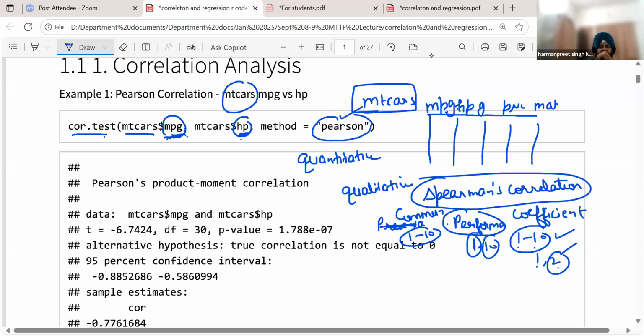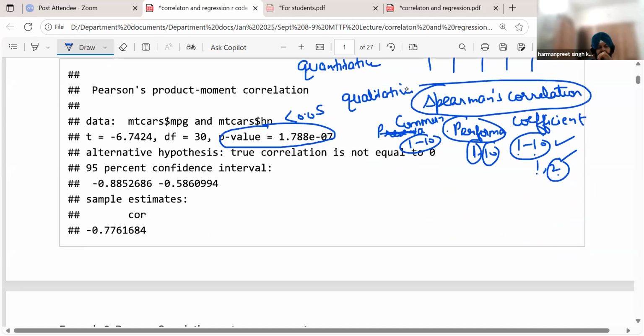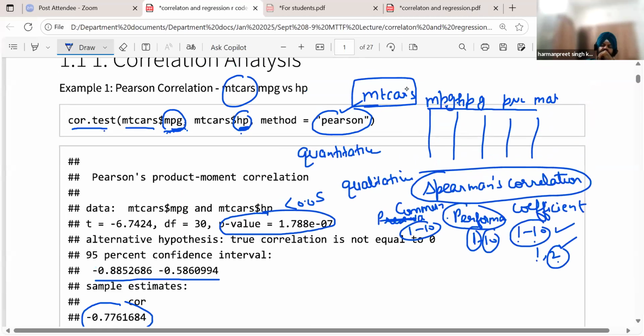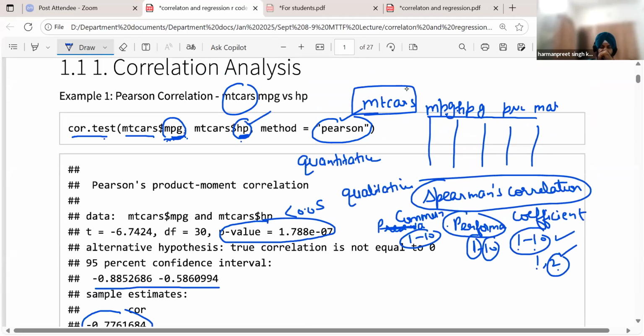And from the correlation coefficient, what do we get? We get a p-value less than 0.05. This is the first thing we get. And we get a 95% confidence interval that consists of negative values. So a negative correlation exists between these two variables, and the exact correlation coefficient is minus 0.77. It means that when we have higher horsepower, the mileage will decrease.